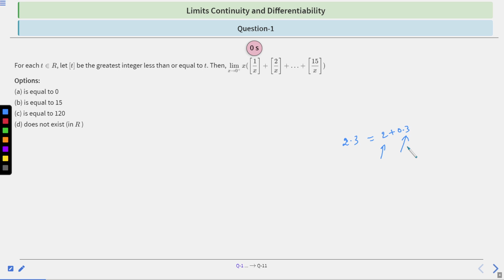And we have to find the limit as x tends to 0 plus. Clear? That means if this is 0, then we have to find the value the function is approaching as x approaches 0 from the right hand side, right? Okay, so let's move to the solution part.